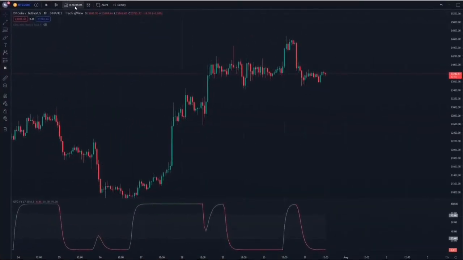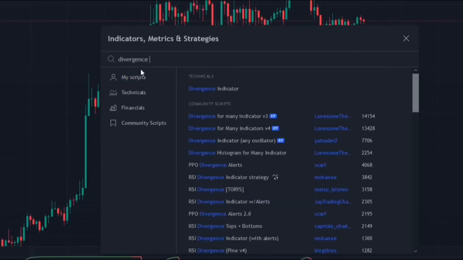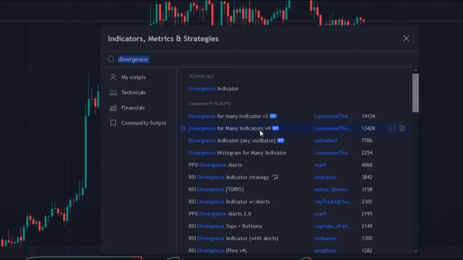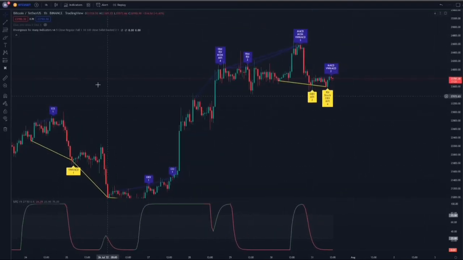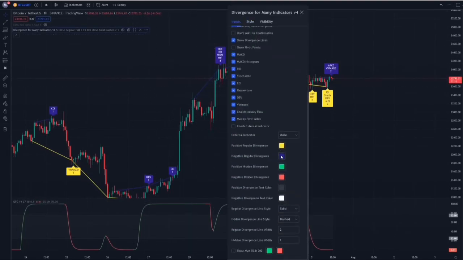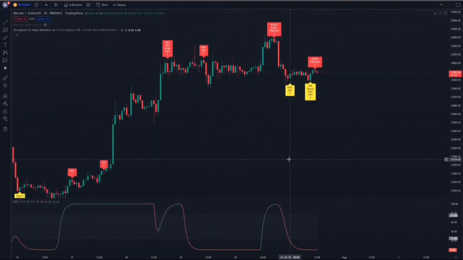Let's go introduce the main indicator which detected divergences. Type divergence here. Add this indicator, divergence version 4, to your chart. From the indicator settings, we apply changes on it. Changing purple to red. From the style tab, we deactivate the lines item and keep other settings unchanged.